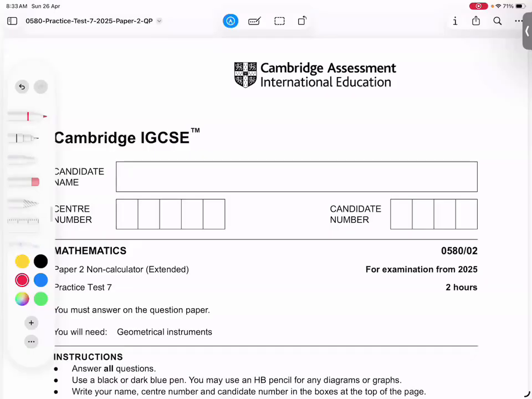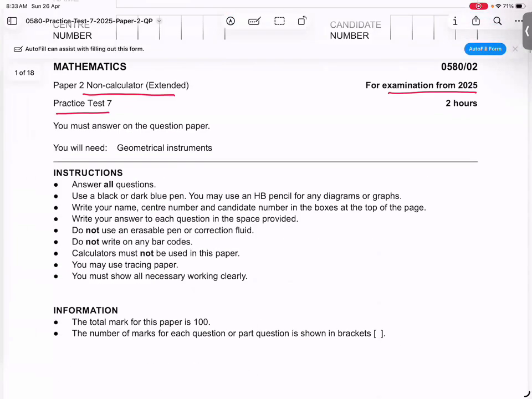Bismillah ar-Rahman ar-Rahim. This is practice paper number 7, students, without calculator, IG 2025. So let's try to solve the paper.